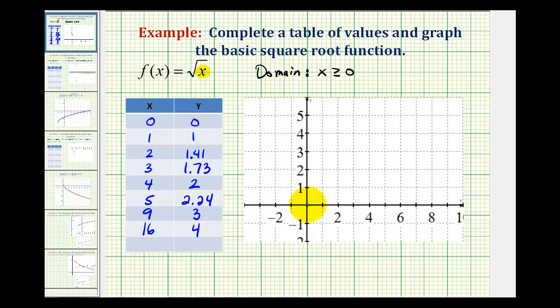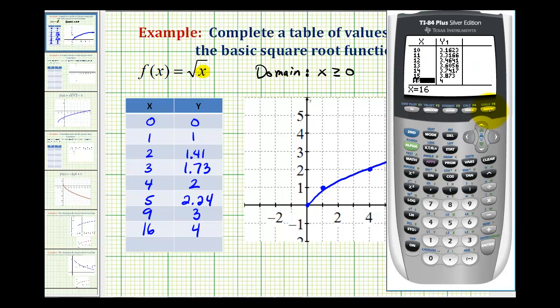We have the point 0, 0, point 1, 1. I'm going to go ahead and skip to the point 4, 2. And then we have the point 9, 3. So even though we've only plotted 5 points, this is enough to make a nice graph. F of x equals the square root of x would look something like this. Of course, we can verify this on the calculator by pressing the graph option, which looks just like our graph.